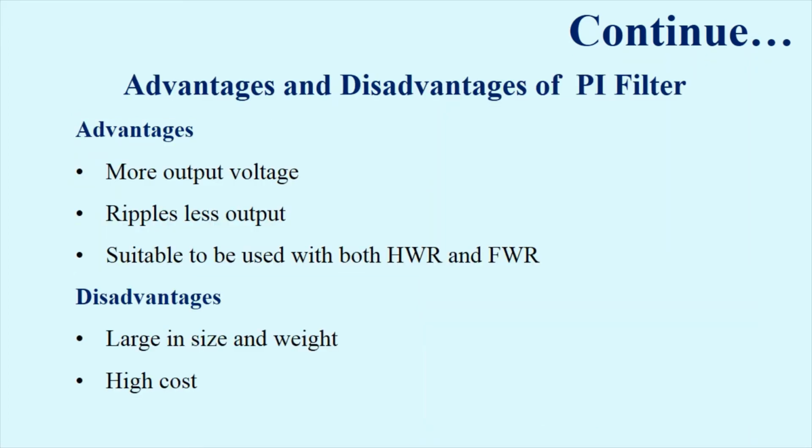So now if we talk about the advantages and disadvantages of the pi filter, here we have three advantages. The pi filter produces more output voltage. The output will contain less ripples. This filter is suitable to be used with both the half-wave rectifier and the full-wave rectifier. Next I have the disadvantages of the pi filter. The pi filter is large in size and weight, and the cost of this filter is also very high.